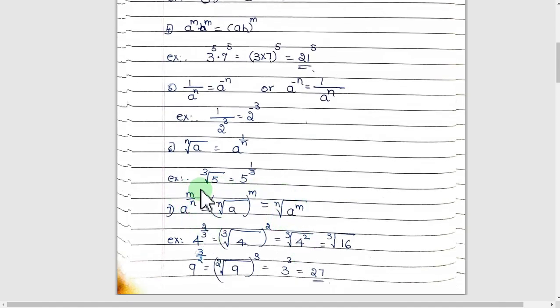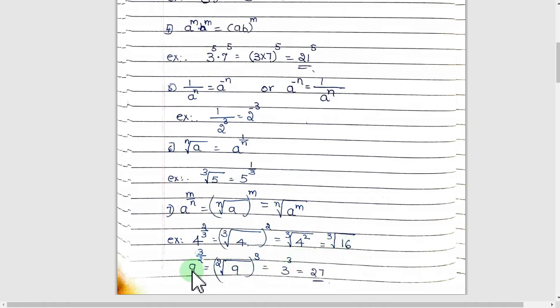You don't have to learn this by heart. The first 4 laws are important. The roots, you will understand directly when we solve the sums. For example, 4 to the power of 2 by 3 is equal to, this 3 will go to the root place, third root of 4 square, third root of 16.